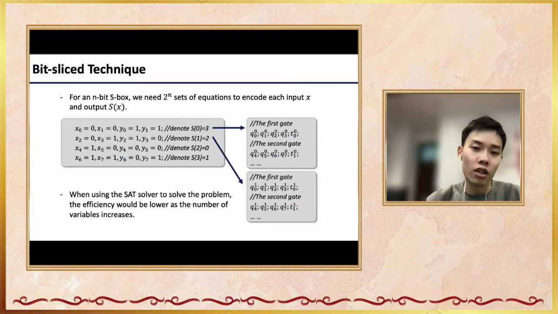Let's review the encoding method. For an n-bit S-box, we need 2 to the power of n sets of equations to encode each input x and output S(x). In the previous example, each input and output of the S-box needs a set of equations to constrain. When using the SAT solver, the efficiency would be lower as the number of variables increases. So we use the bitslice technique to reduce the number of variables.